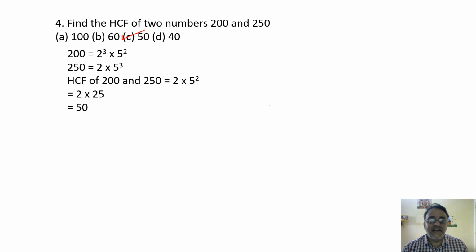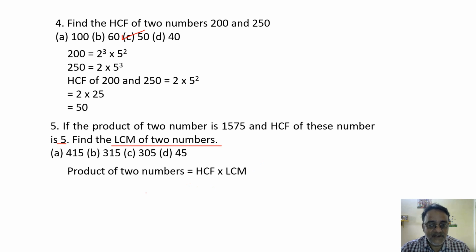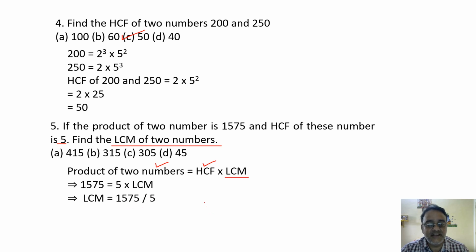So now we are moving toward the next question. If the product of two numbers is 1575 and HCF of these numbers is 5, find the LCM of the two numbers. So we know that the product of two numbers is equal to HCF into LCM. The product is given 1575 and HCF is given 5, and we need to find LCM. So substitute first. So LCM is equal to 1575 divided by 5. If you divide, you will get 315, right? So the correct option is B.